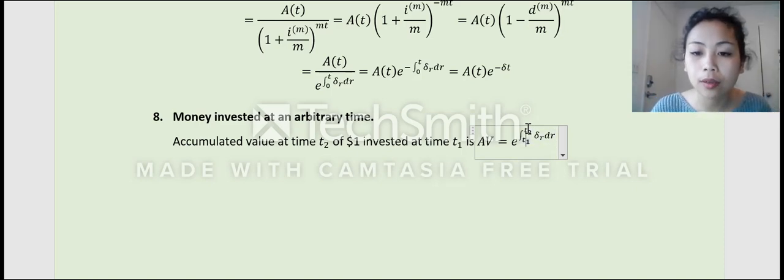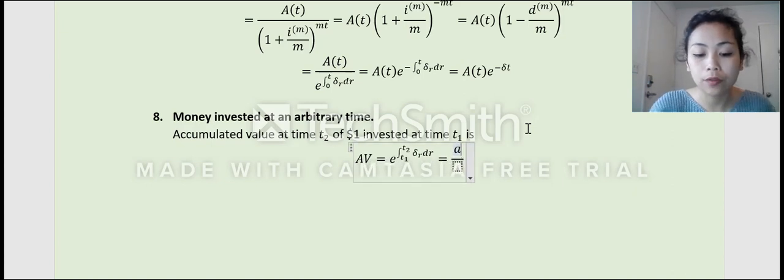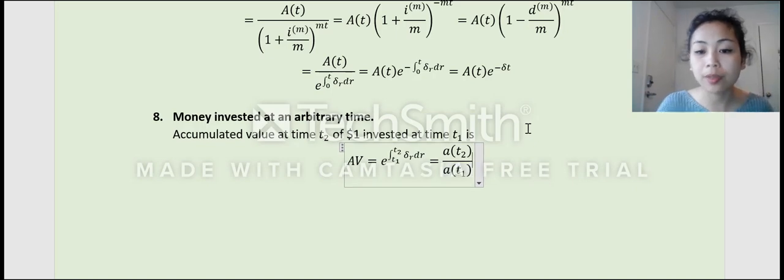So this is how we compute the accumulated value of $1 invested at time t1, not at time 0. And this is equal to A(t2) over A(t1). So please keep this in mind, because on the exam you might be trapped by a question where money is actually invested at an arbitrary time, not at the beginning. So that is everything about financial mathematics.